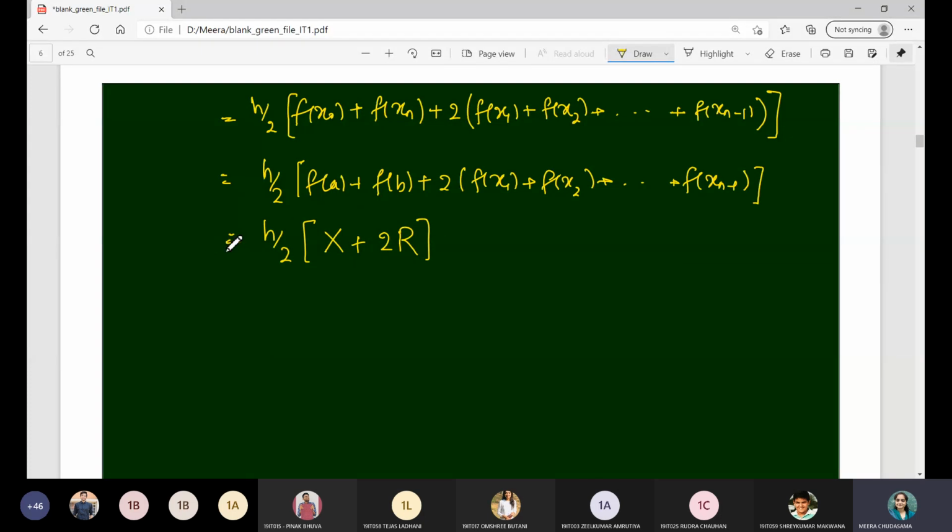Means we are approximating the area under the curve by considering the areas of the trapezoids, and that's why it is called the trapezoidal rule.